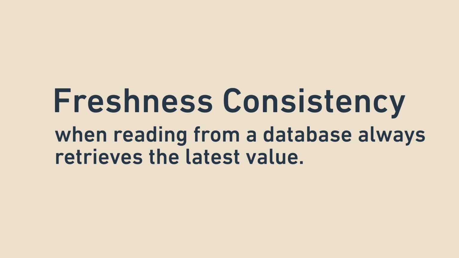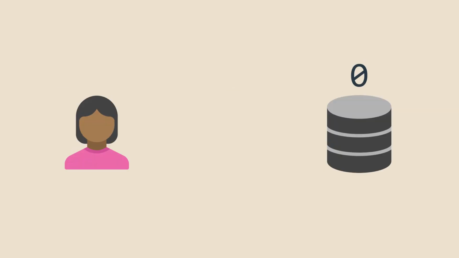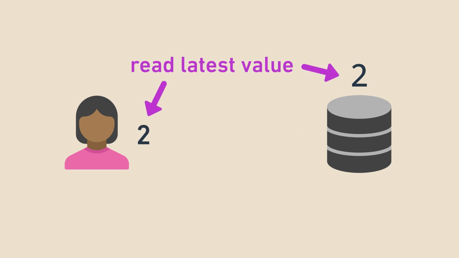The second definition of consistency is freshness consistency, which is when reading from a database always retrieves the latest value. In a simple case like a single database, when I perform an operation like writing a counter value, then reading the counter value, I will always get the most recent value. When you write something, then read it, the read is always fresh and picks up the value of the write. This system has freshness consistency, which seems pretty easy. However, everything changes at scale.